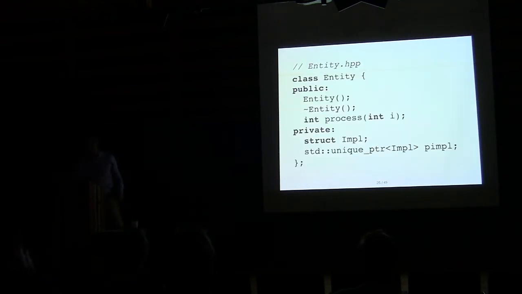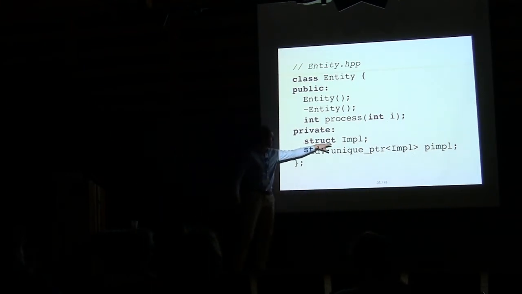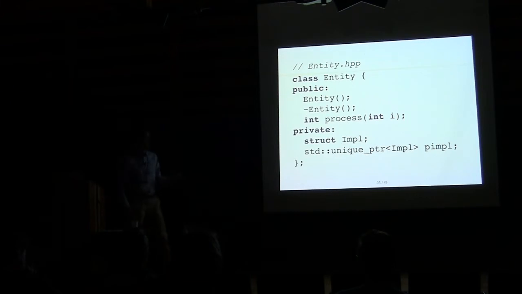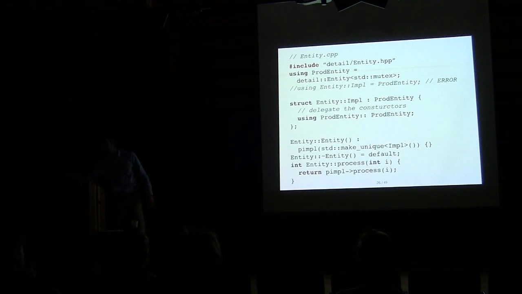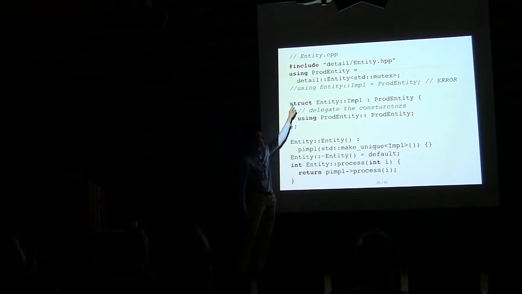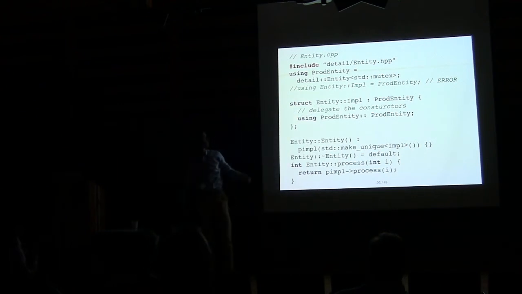Then we would have the front end of the template in the entity.hpp file, and all the components of the production code would include only this header. So we have this implementation structure forward declared here. And our task is to define this forward declared structure in the translation unit of the entity. So what we would like to express is that in the production code, we are using the entity template instantiated with the std mutex. And since we cannot use a type alias in this way, it's simply not working, we would be using inheritance and we could delegate the constructors.